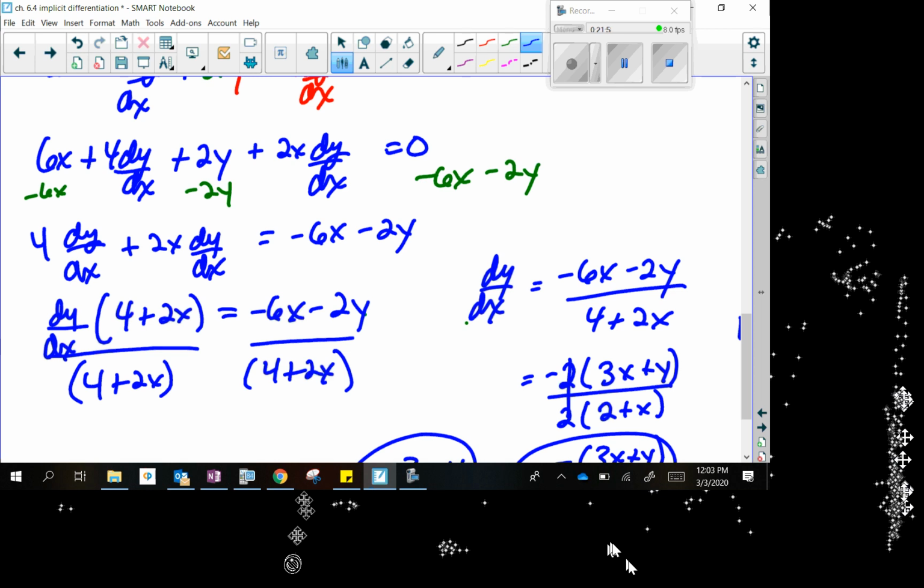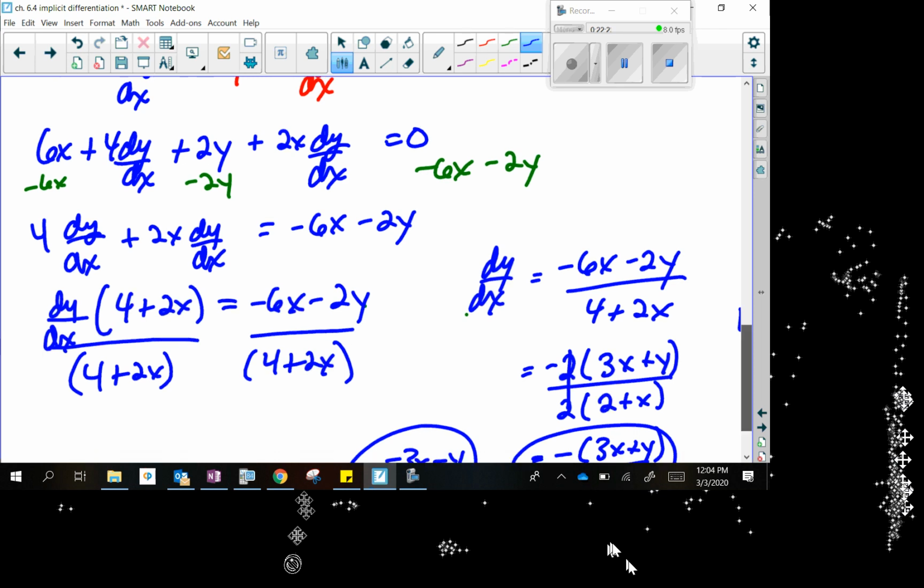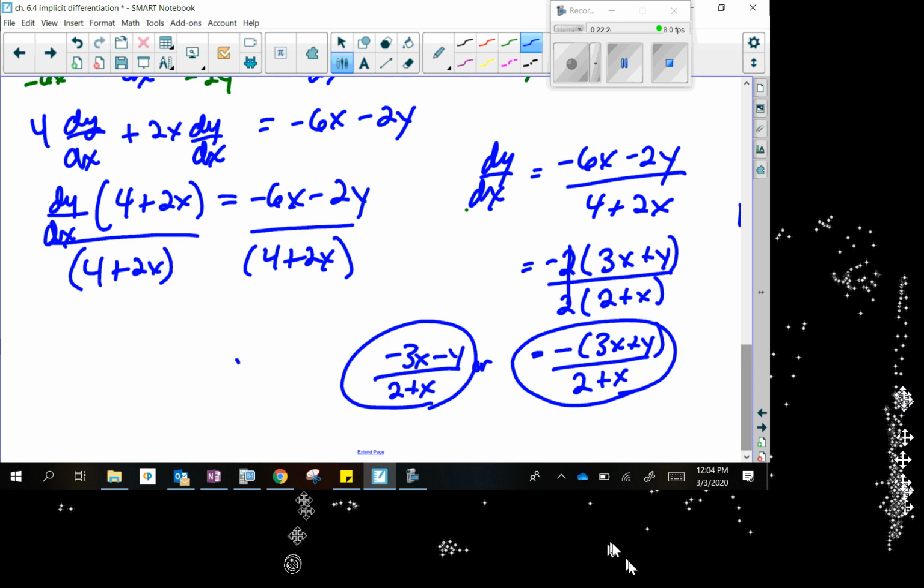Did anyone do that? Did you get 6x plus 2y over -4 minus 2x? You did, okay. And that's perfectly fine, okay? As long as every single sign is the exact opposite, it's an equivalent answer, okay? So just be aware of that, like if you're checking in the book or when we check homework and stuff, okay? All right, everybody good? We're getting the hang of it?